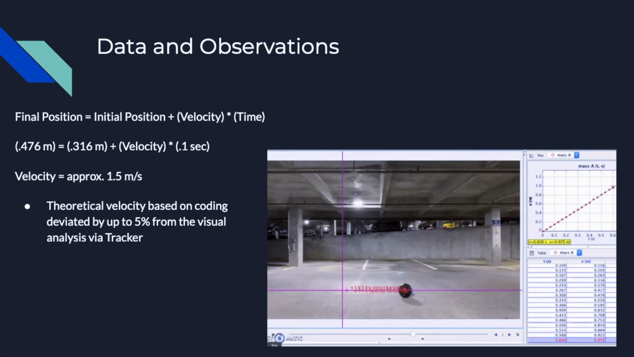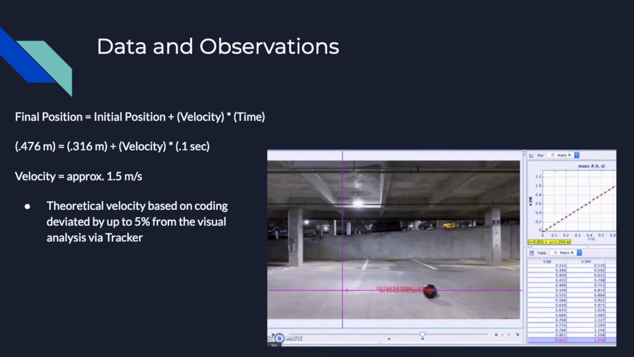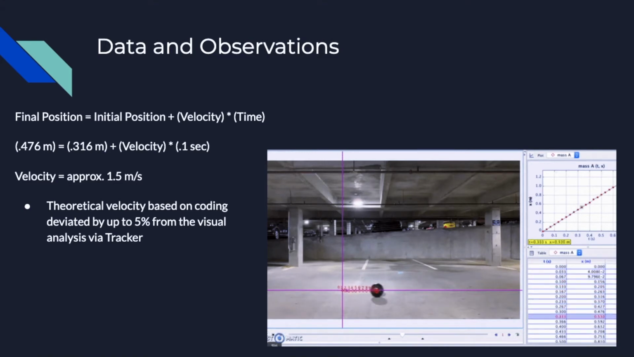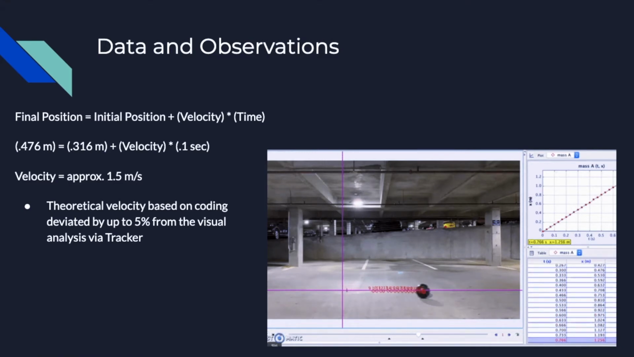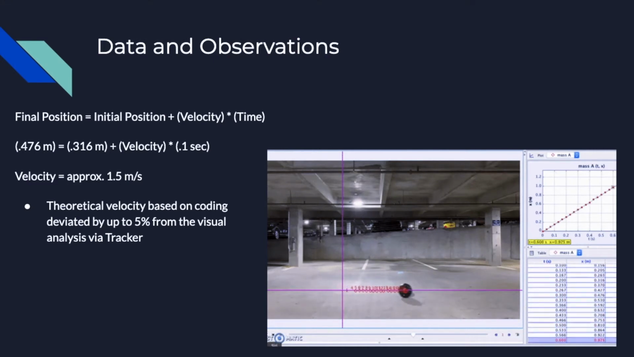Now, part of the procedure is I took a soccer ball and I rolled it across a parking deck, and through meticulously chosen points of 0.476 meters and 0.316 meters for an elapsed time of 0.1 seconds, I yielded an approximate velocity of 1.5 meters per second.